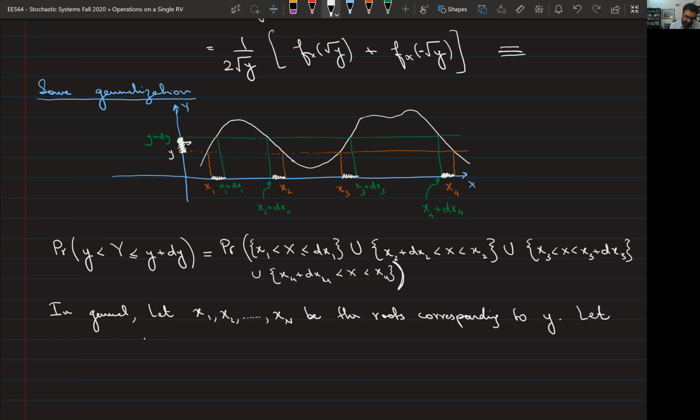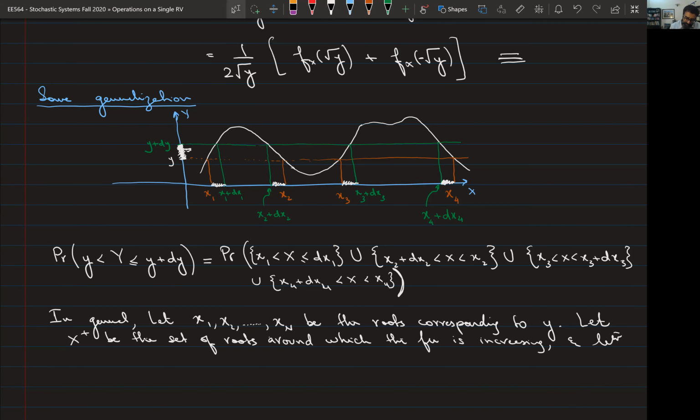And let x plus be the set of roots around which the function is increasing, and let x minus be the set of roots around which the function is decreasing.